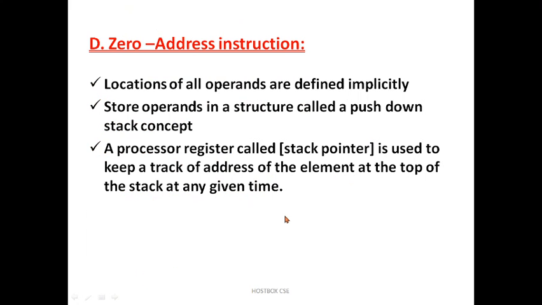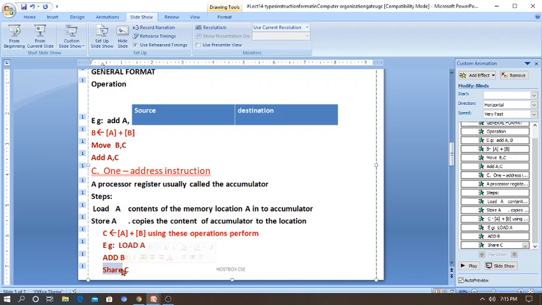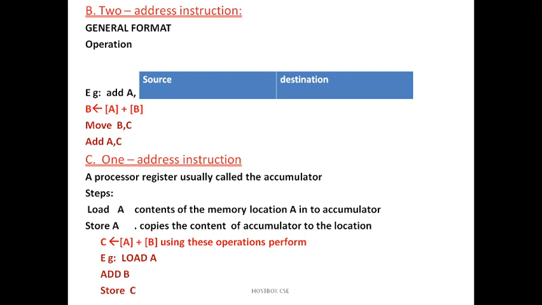Sorry for the inconvenience, here I have to type. Store C. So what will happen? Load A copies the contents of memory location A into the accumulator. Then store means copy the contents of the accumulator to the location. So first load A, then add B, then store C. That means the result of A and B will be stored in C. This is a small example of the one address instruction.